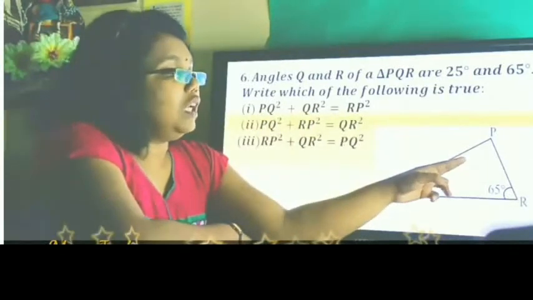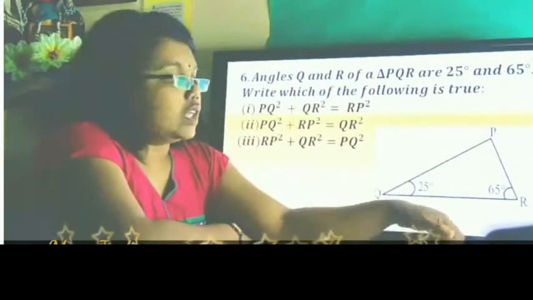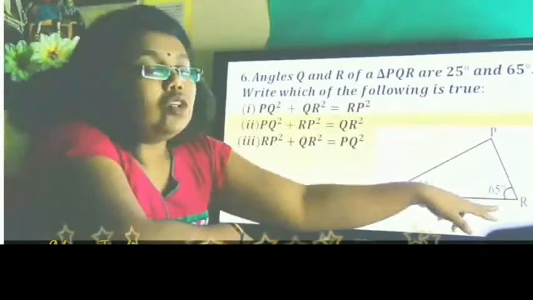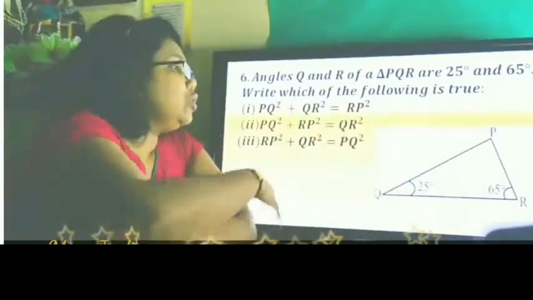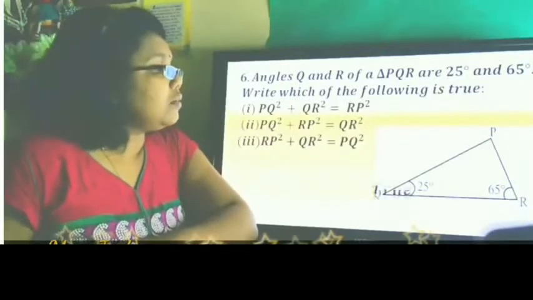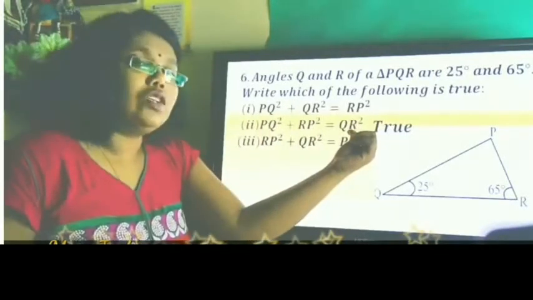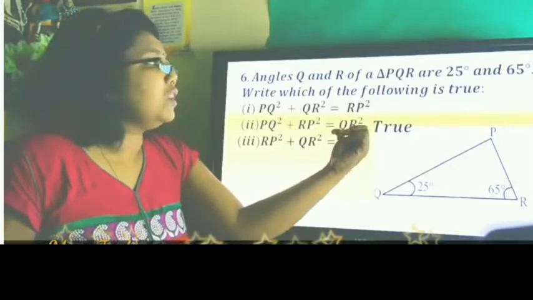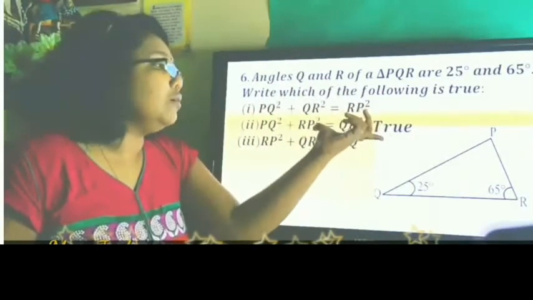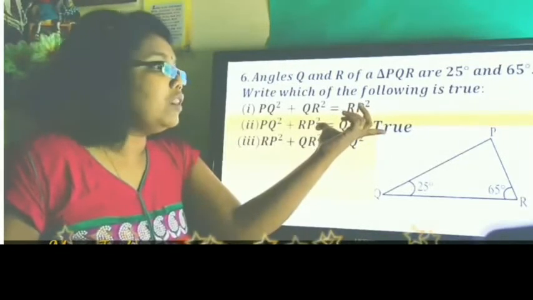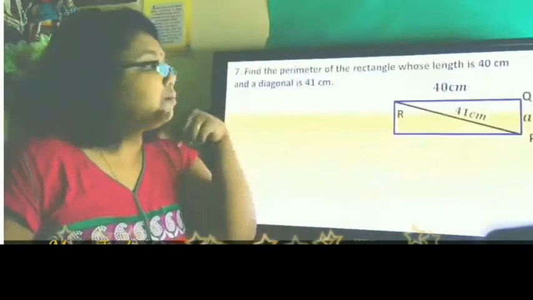Now P is 90 degree. So which one is our hypotenuse? Hypotenuse is QR. So QR square equals PR square plus PQ square. Now which one of these statements tell us that? This one. So that's why this is our Pythagoras property applied to this one. Which of the following is true? This statement is true, because when you apply Pythagoras theorem, this is what you get.